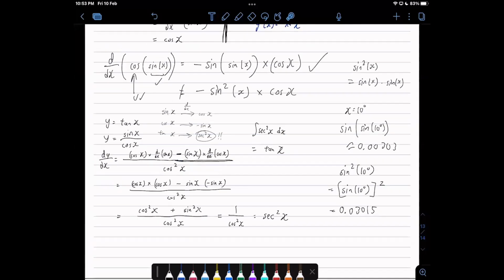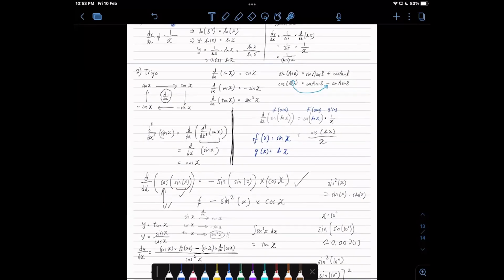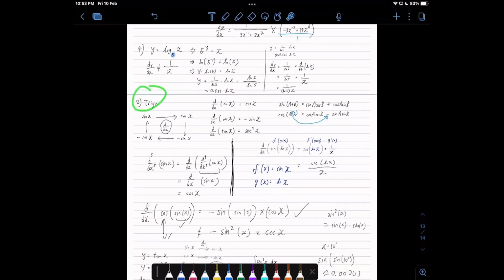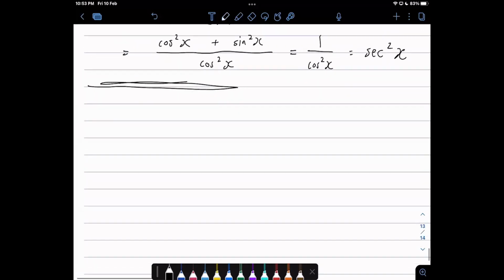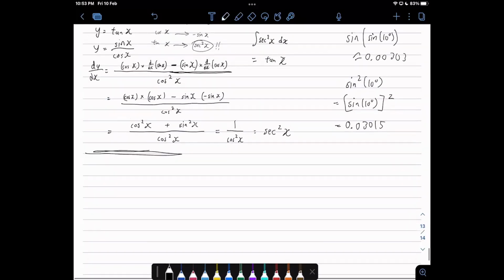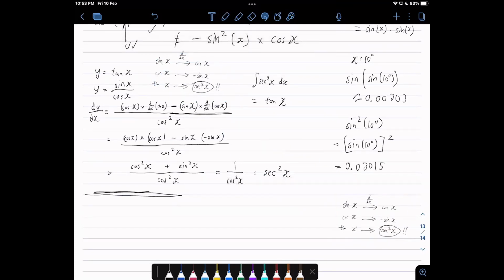Okay, moving on. Trigo is done. Should I give more examples? Yes, I should give more examples. Let me give more examples then. Let me just put this down at a corner. I should just always put this down at a corner.